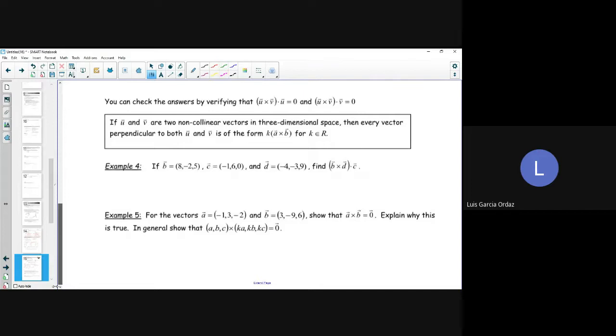So we have example 4. If vector b is 8, negative 2, and 5, and c is negative 1, 6, and 0, and d is negative 4, negative 3, and 9, find b cross product d and take that cross product and dot product it to vector c. So let's start this one together. Let's start with b cross product d.